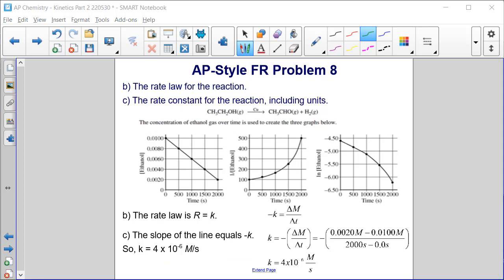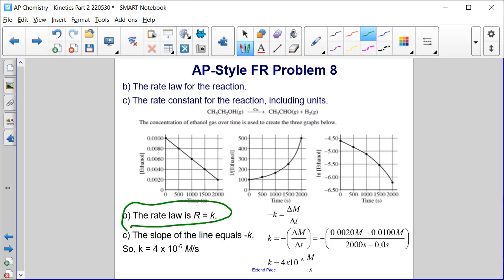All right, once we've determined the order in part A, we can write the rate law for the reaction and find the rate constant for the reaction using the graph, including units. So in part A, we determined that this was a zero order reaction, right? And so for a zero order reaction, the rate law is just rate is equal to K, which you can see here. Okay, so here's our rate law where rate is equal to K.